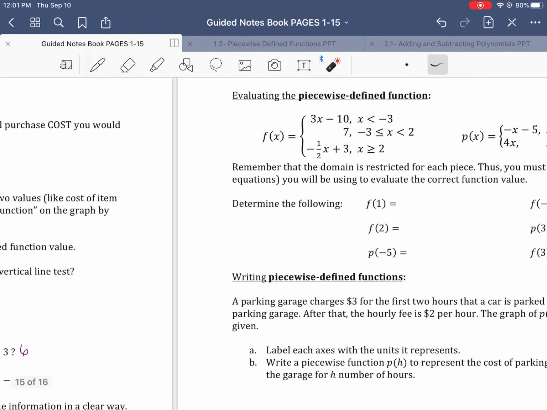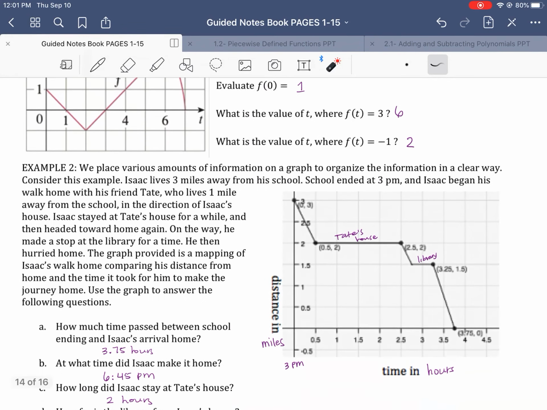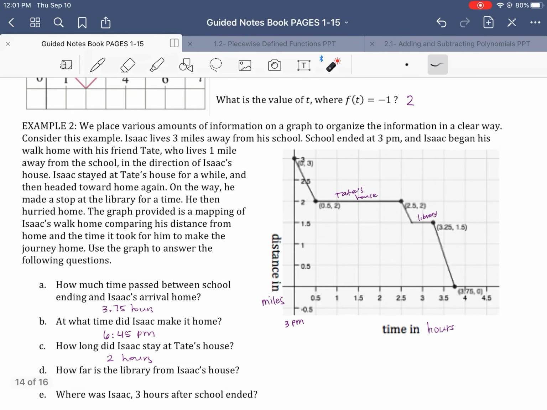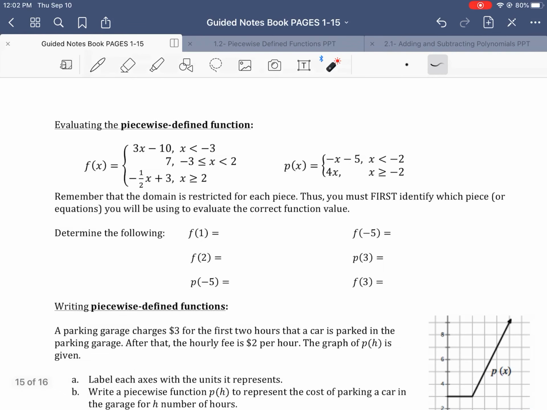Now again, if I were to go back to this graph with Isaac walking home, if this line kept going forever and it wasn't restricted, then it no longer passes that vertical line test. So in essence, we're only taking a piece of all of these lines. So when we get over here, this tells us which piece or where the piece is that we're taking, okay?